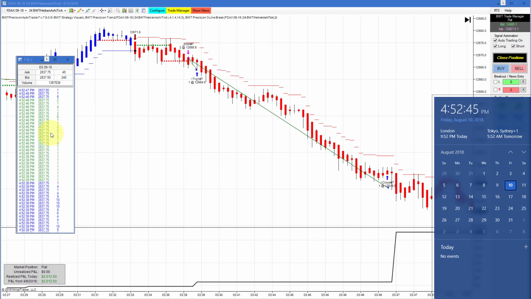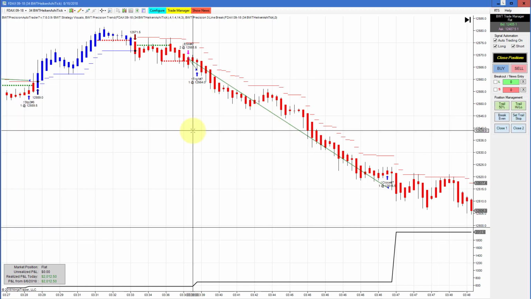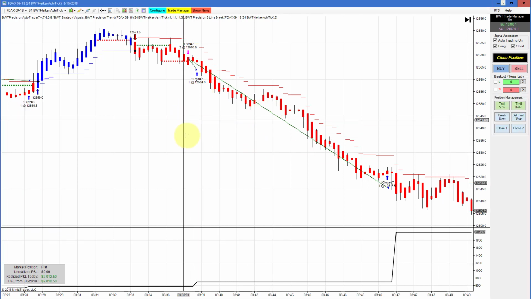On my right is the time and sales, and there are some settlement trades going off here, as you can see. Emini S&P closed around 2837 or so. On my computer clock you can see the date and time. Pretty decent day for the Autotrader today.